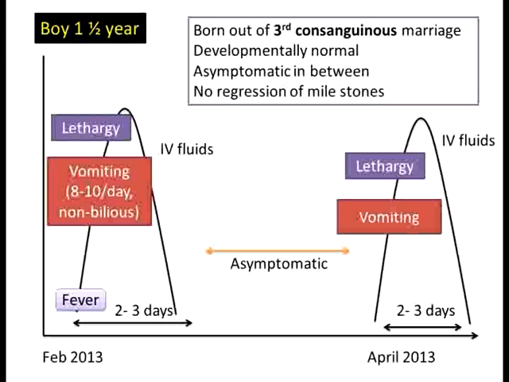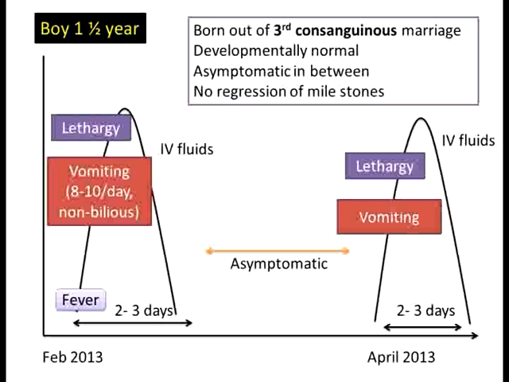So these are a few typical episodes. It started at around 9 months of age. Every time there was a fever, followed by vomiting, which was non-bilious. In each typical episode we have seen, there was vomiting 8 to 10 times per day, non-bilious and not associated with abdominal distension or constipation. There was lethargy, and every time he was admitted, he received IV fluids, and you can see in 2 to 3 days he improved. After that, he was asymptomatic.